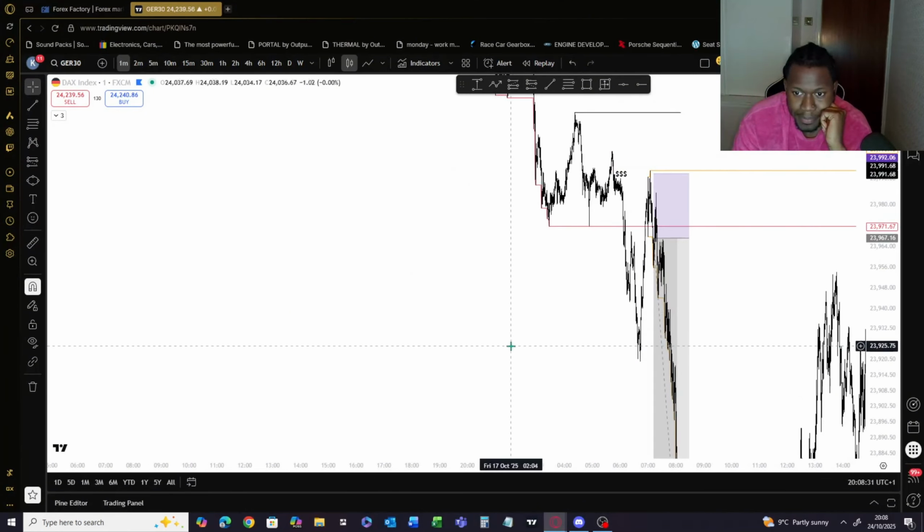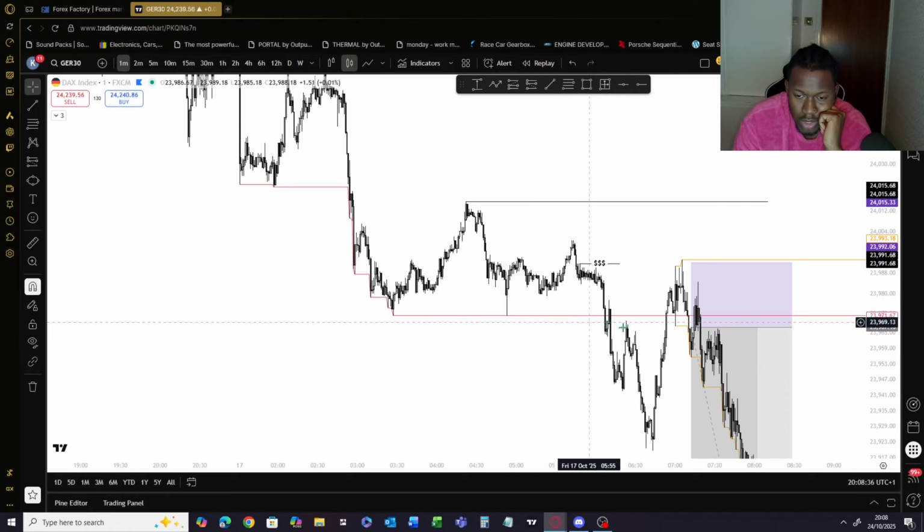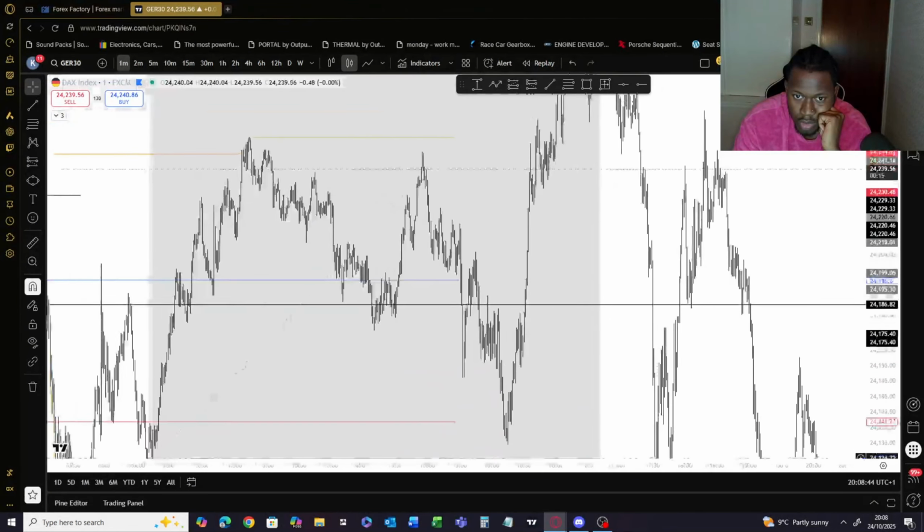We go back right here, boom, what do we see? Asia lows getting retested and induced, sweep of liquidity right there before a nice big push down.